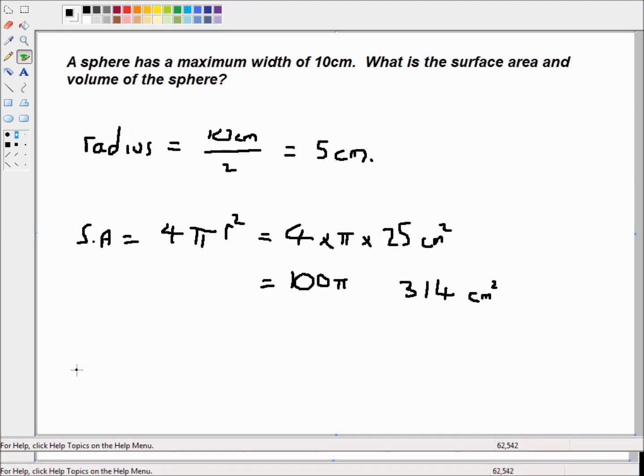Okay, now for the volume, is equal to 4 times pi times r cubed over 3. Well, we can say 4 pi r squared we already know is 314 centimetres squared, but it's 4 pi r cubed, not 4 pi r squared, so we've got to times by the radius again, so that's times 5 centimetres. And then we've got to divide all that lot by 3.